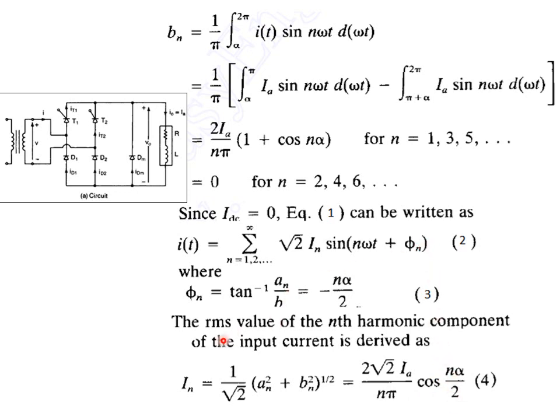That is the nth harmonic component for a semi-converter. The nth harmonic component I_n is equal to 2 root 2 Ia upon n pi cos(n alpha by 2). So what we did was take the Fourier series, evaluate the values of a_n, b_n and IDC, substitute these values, and get an expression for the nth harmonic component of the input current.